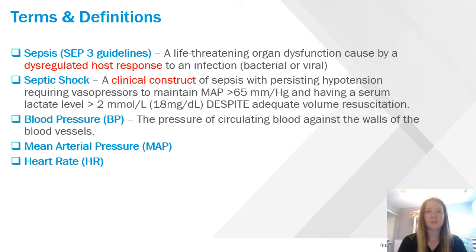So let's just go over some common terms and definitions. The first is going to be sepsis, for which I'm using the definition from the Sepsis-3 guidelines: a life-threatening organ dysfunction caused by a dysregulated host response to an infection or pathogen. Now that pathogen can be bacterial, it can be viral, it can even be fungal. But I just wanted to point out that this is a dysregulated host response, which we'll get into a little bit later.